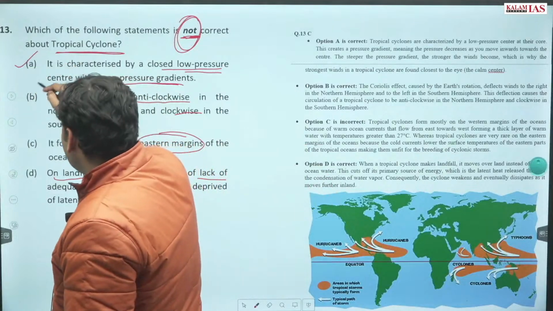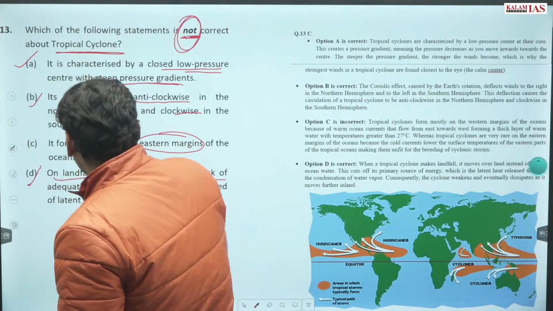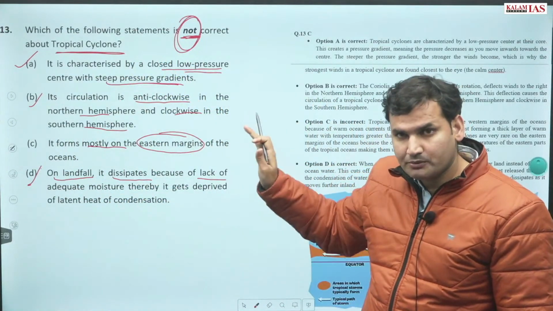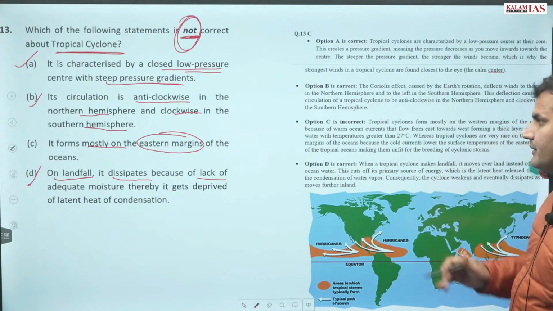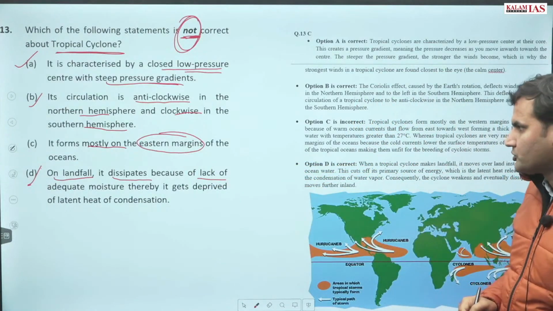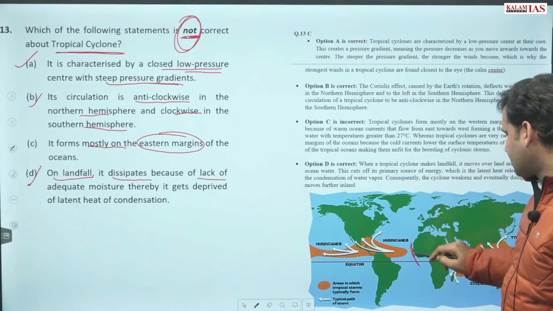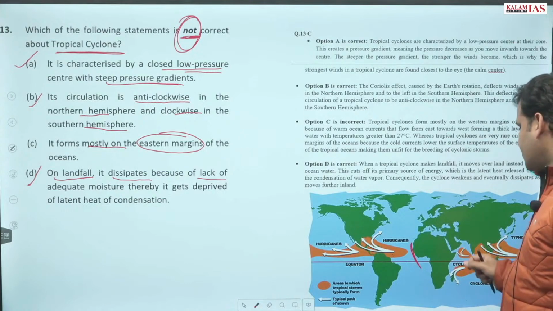Statement A and D are all correct with reference to tropical cyclones. But if you look at tropical cyclones on a map, you won't find tropical cyclones mostly on the eastern margins of the oceans. What would the eastern margin of the ocean be? This is the eastern margin of the ocean. The ocean has west and east. Why is it so?